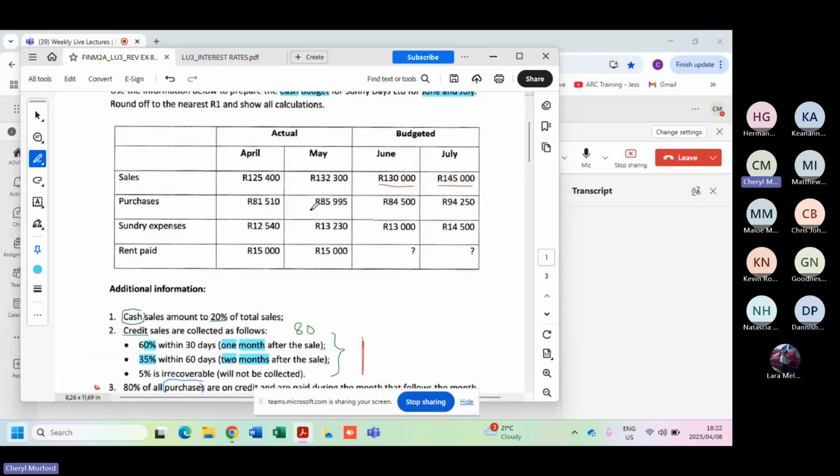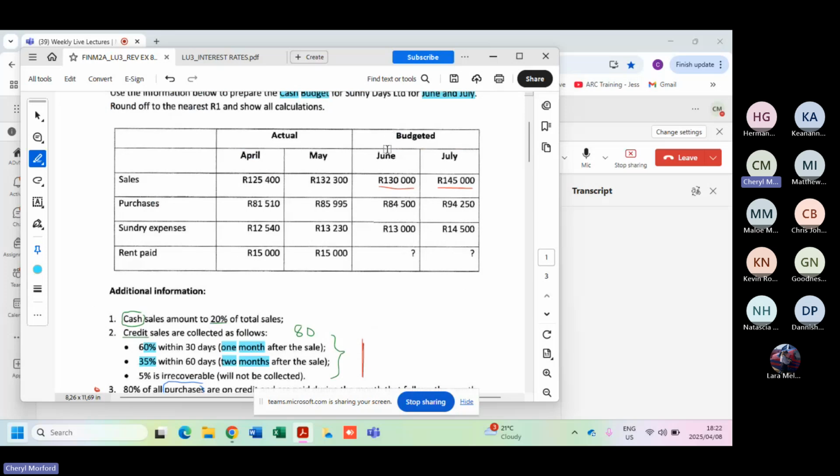Because we're looking here, we want to have the cash budget for June. So are we going to start by looking at a sale in June? No, because 2 months before that, we are still going to be receiving some money. So we go backwards, don't we? So we will begin actually in April.